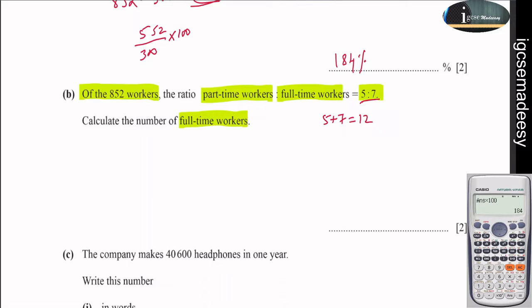That is the total ratio. We have to find out the full-time workers, so the full-time worker ratio is 7. So 7 divided by the total ratio, times the total number of workers. If you calculate this in the calculator, 7 divided by 12 times 852 gives you the answer 497. It means that out of 852 workers, 497 workers are working full-time.